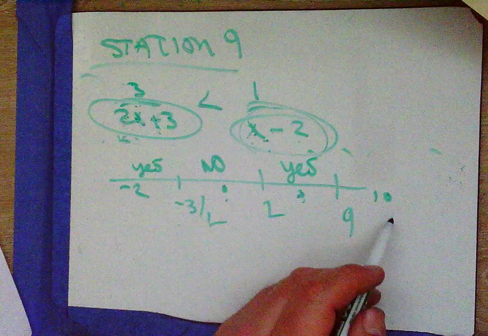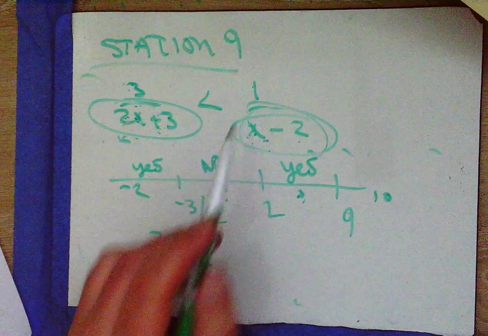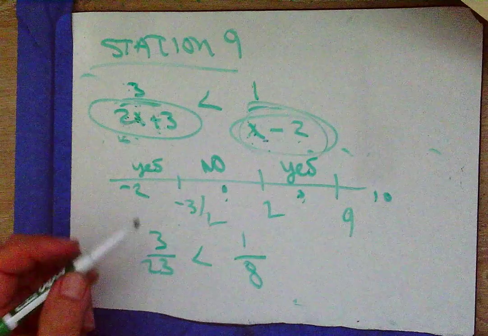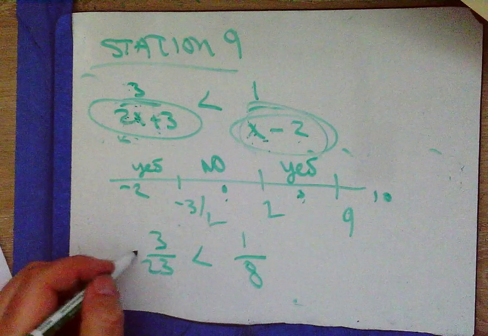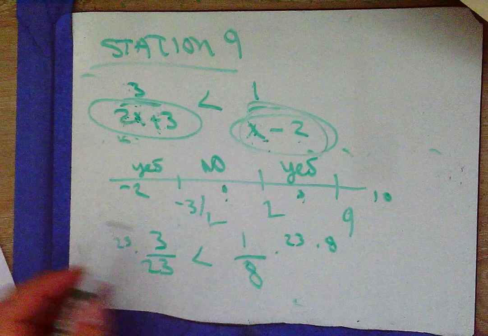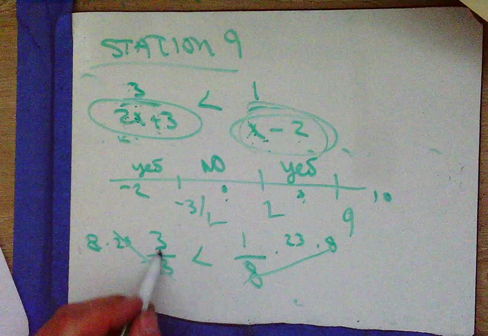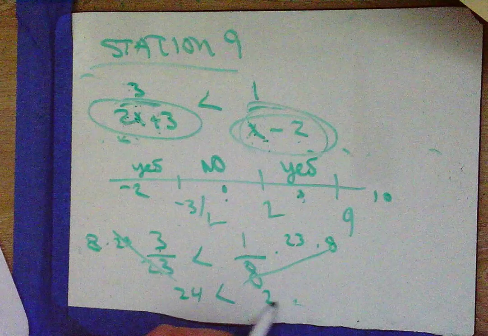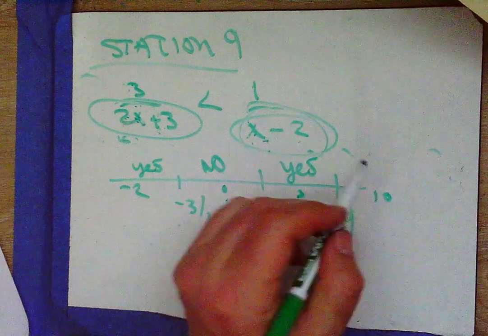And what if I plug in a 10? I have 3 over 23. Is that less than 1 over 8? Well, I don't know. They both look kind of small. But if I cross multiply, 8 times 3 is 24, which is less than 23. Is that true? No, it's not true. So this is a no.